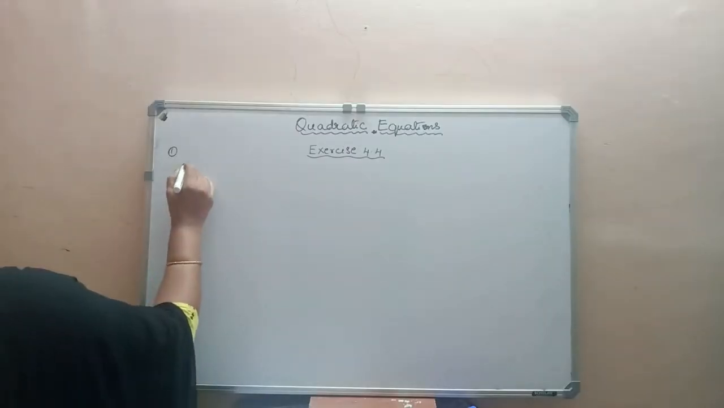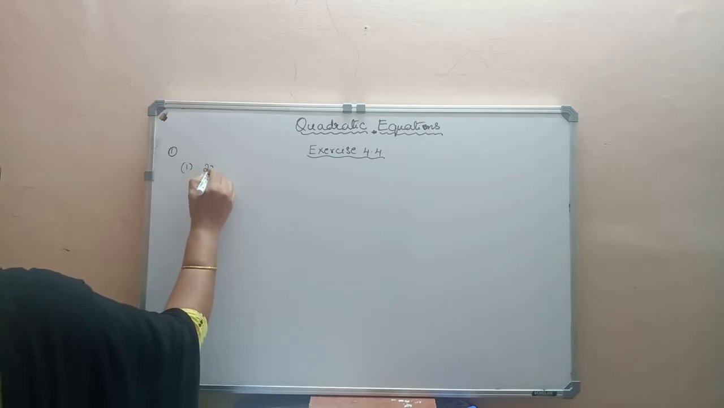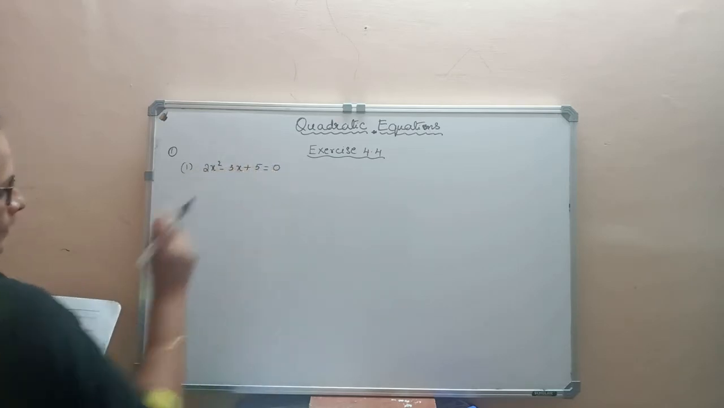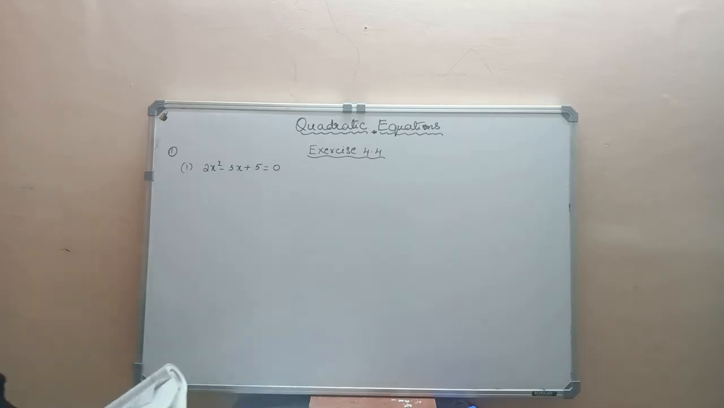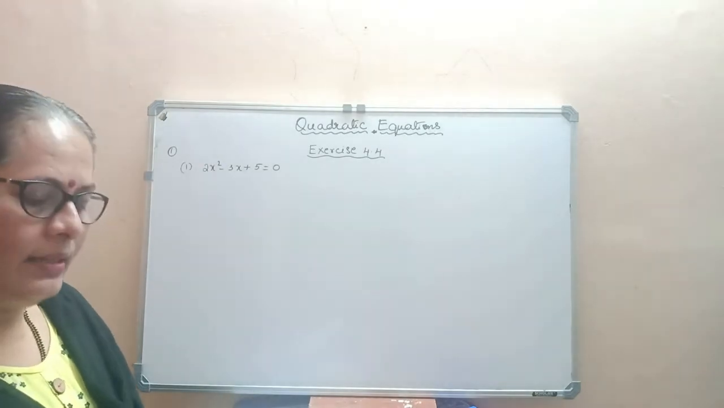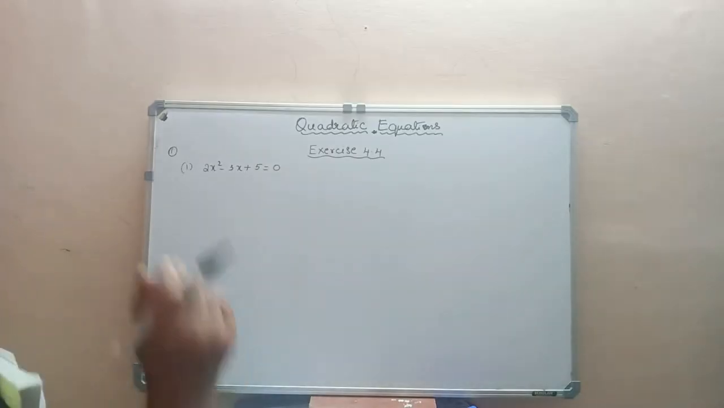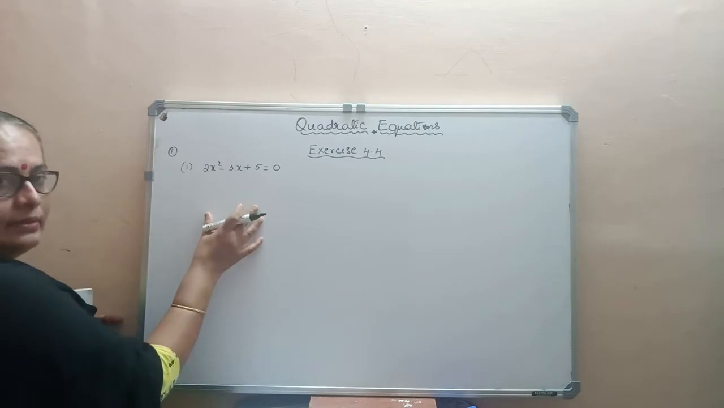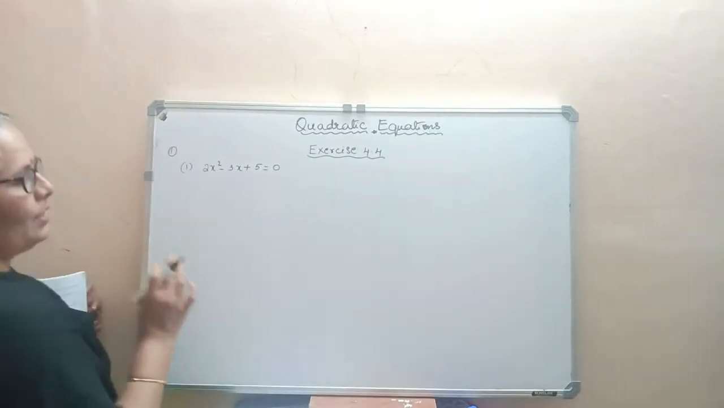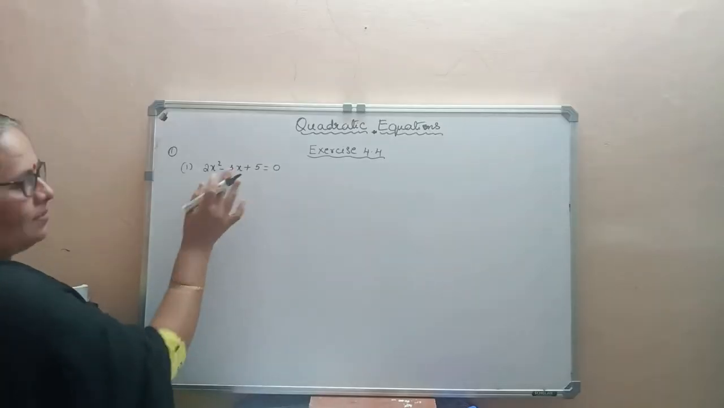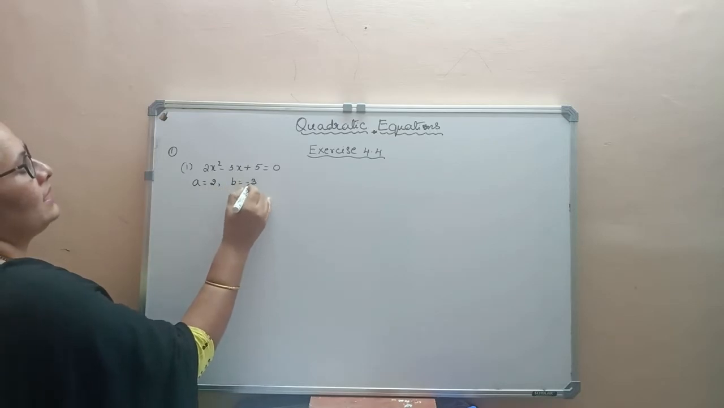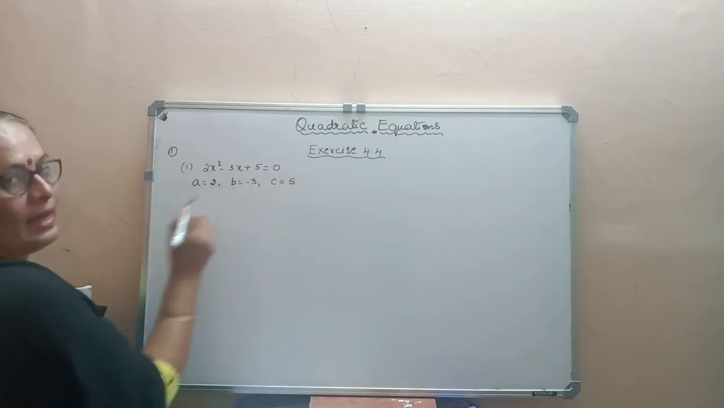The first question is 2x square minus 3x plus 5 equals 0. You have to find the nature of the roots first. If roots exist, then you have to find them. Okay. Now, first what we do? First we have to compare this equation with the standard form. On comparing with the standard form, we come to know that a equals 2, b is minus 3 and c equals 5.